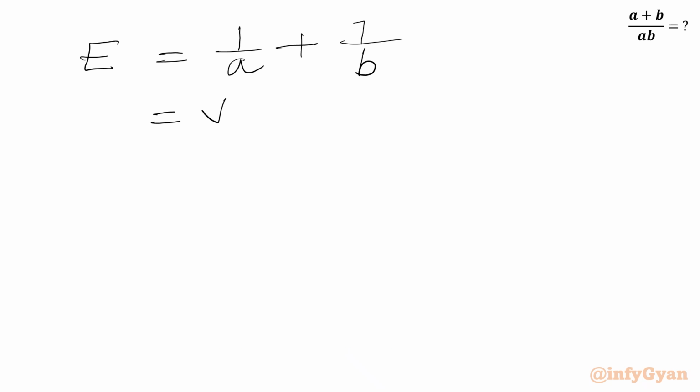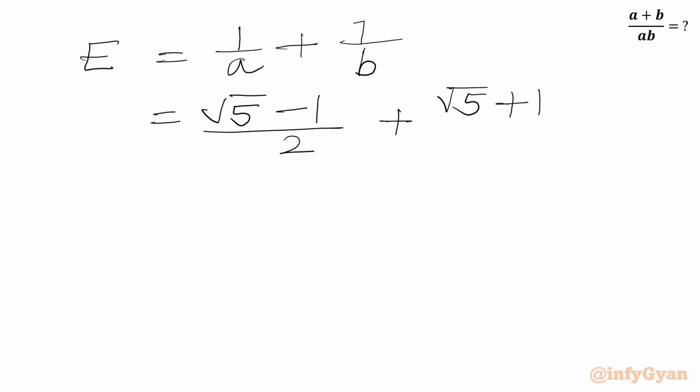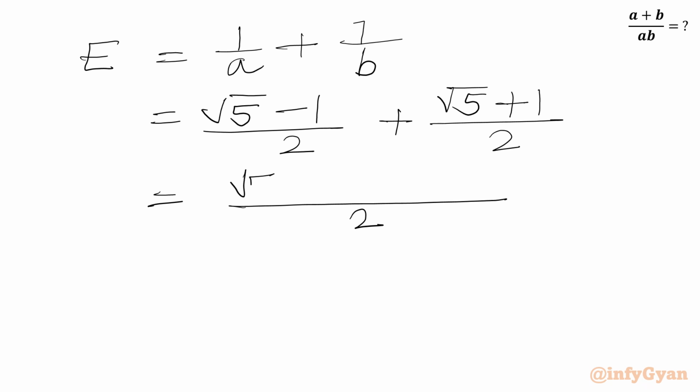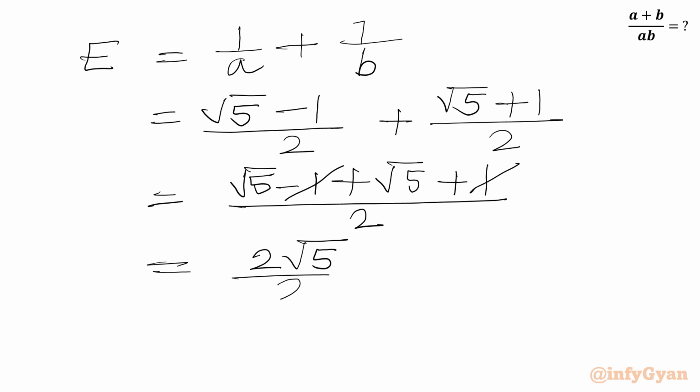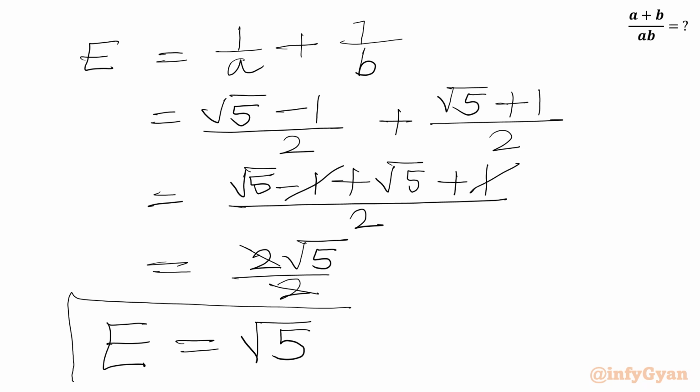So 1 over A is root 5 minus 1 over 2. 1 over B is root 5 plus 1 over 2. The denominator is the same. I will simply add the numerators, root 5 minus 1 plus root 5 plus 1. Now we can cancel plus and minus 1 from the numerator. We will get 2 square root 5 over 2. Now we can cancel 2 and 2 from numerator and denominator, and we will get our final answer, square root 5.